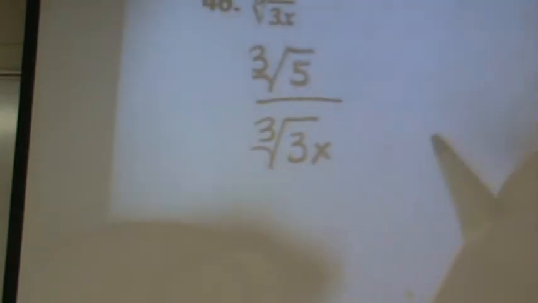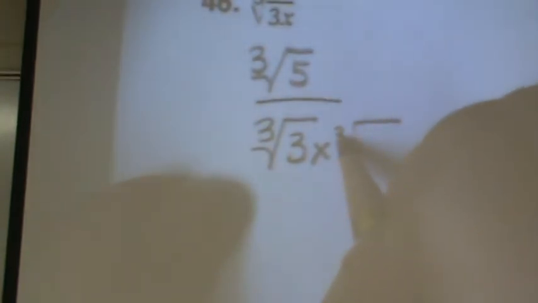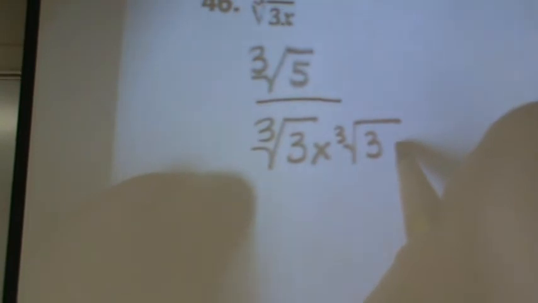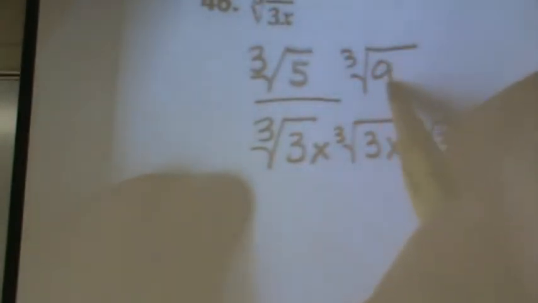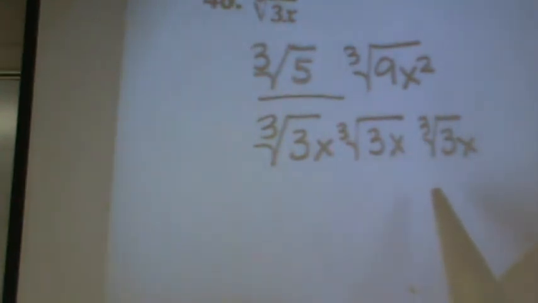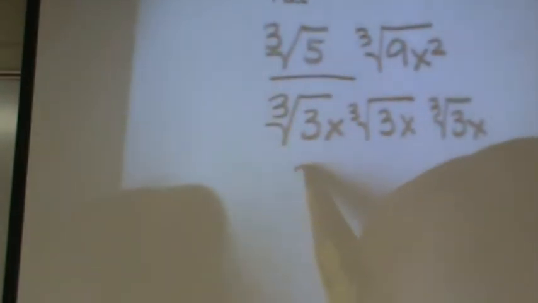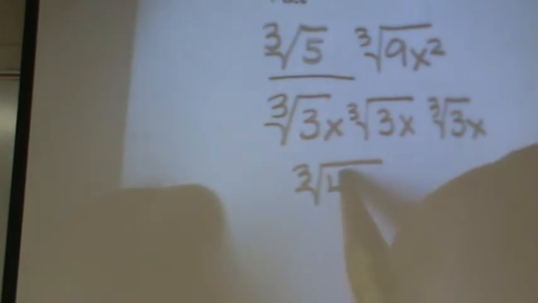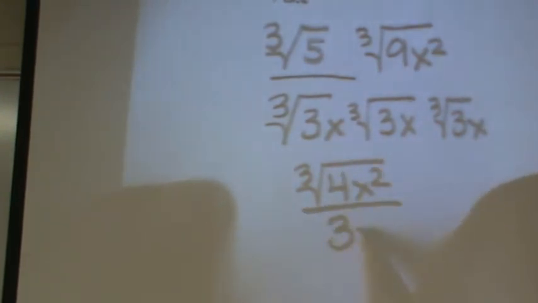Number 46, I would separate these. You'd have the cube root of 5 over the cube root of 3x. You need to rationalize this denominator, so we need the cube root of 3x and another one, which is really the cube root of 9x squared. So on top, you'd have the cube root of 45x squared over just a 3x.